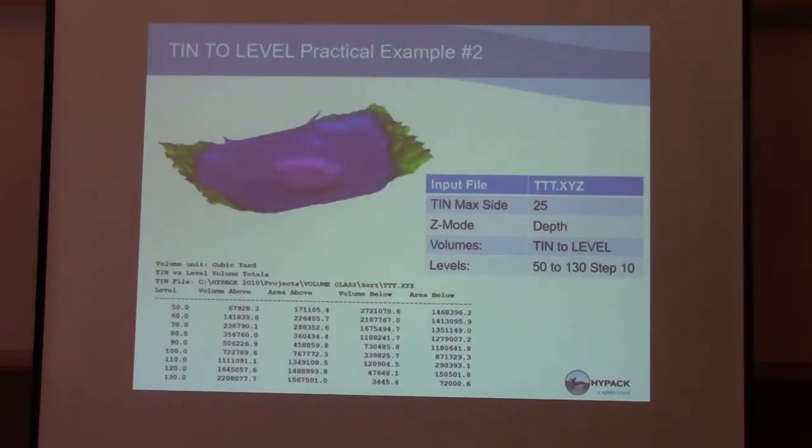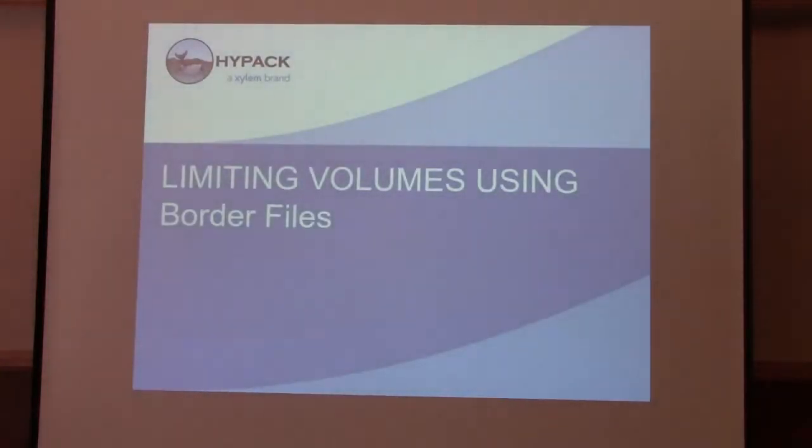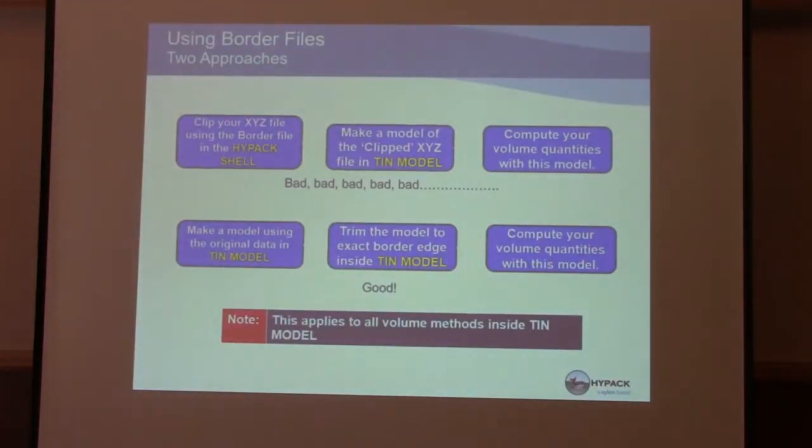Practical example, we did that, came up with answers. Single level, vertical direction. If you're in elevation versus depth mode, your numbers just reverse which columns they're in, right? Volume above becomes volume below because you're looking at the opposite direction. We just did that.